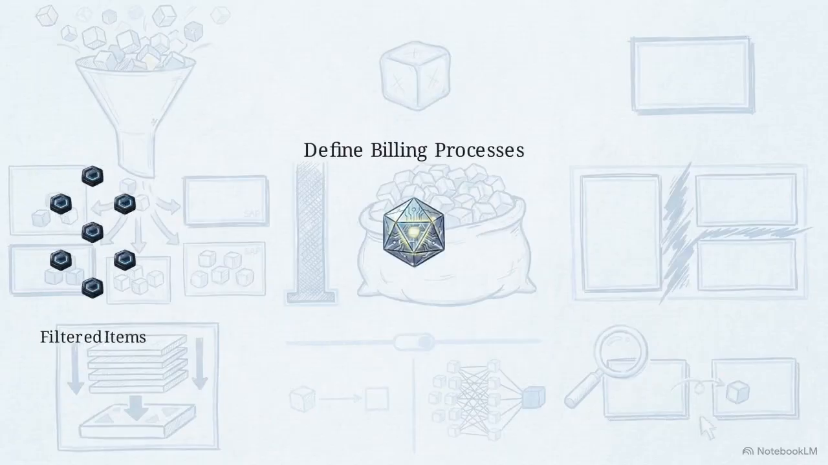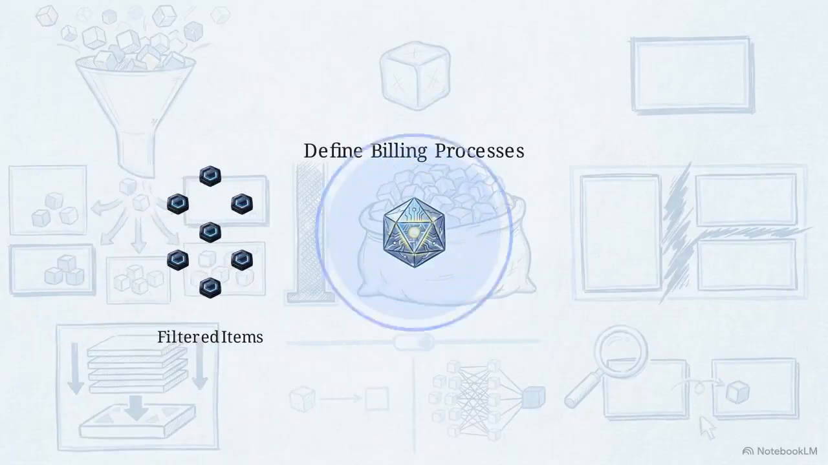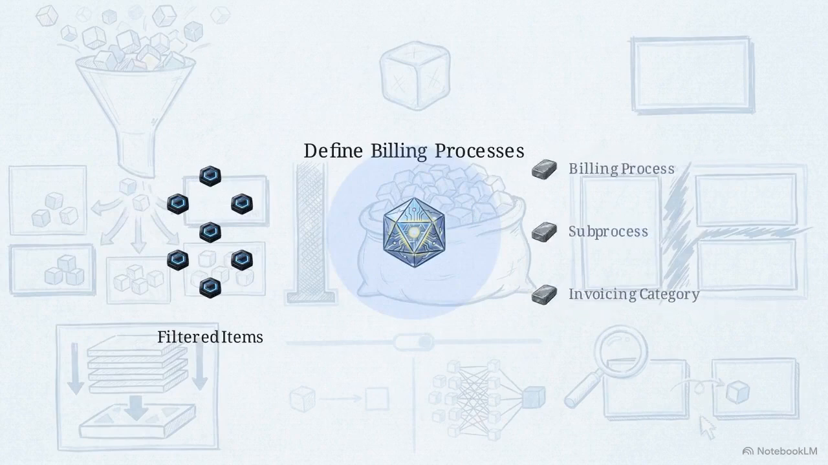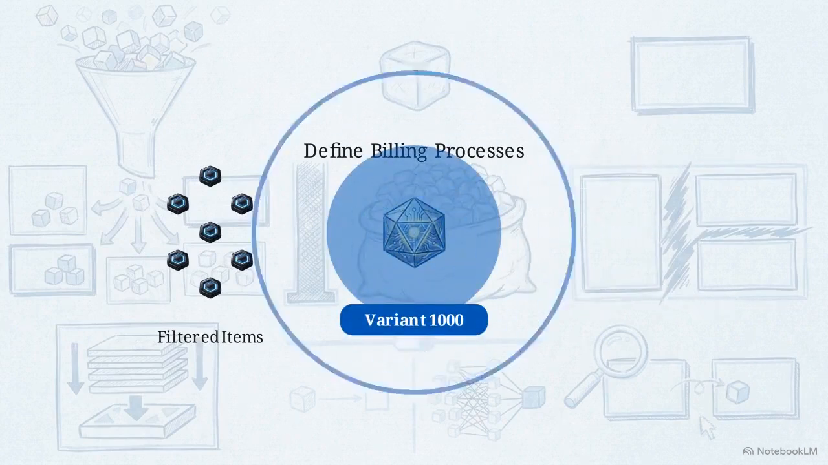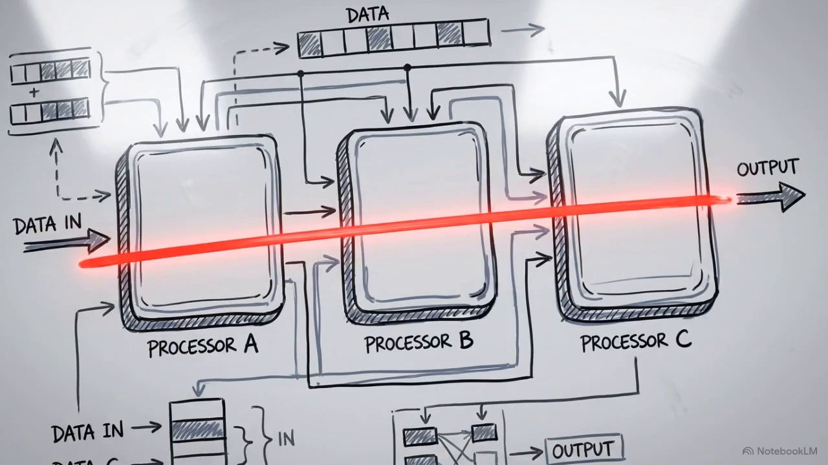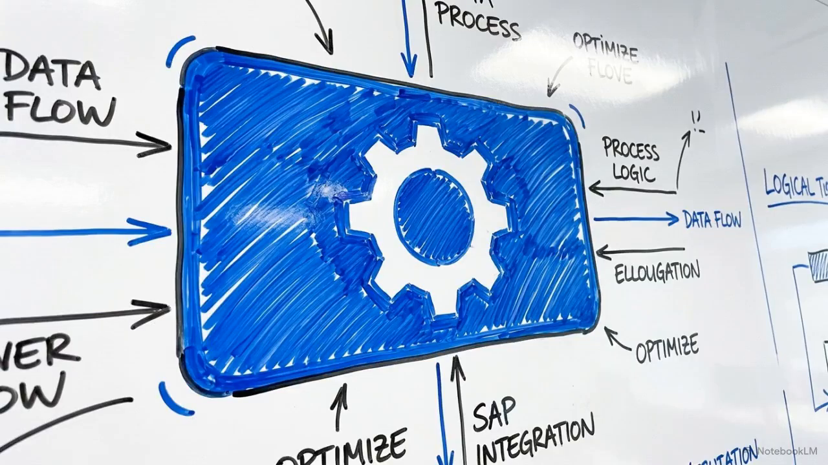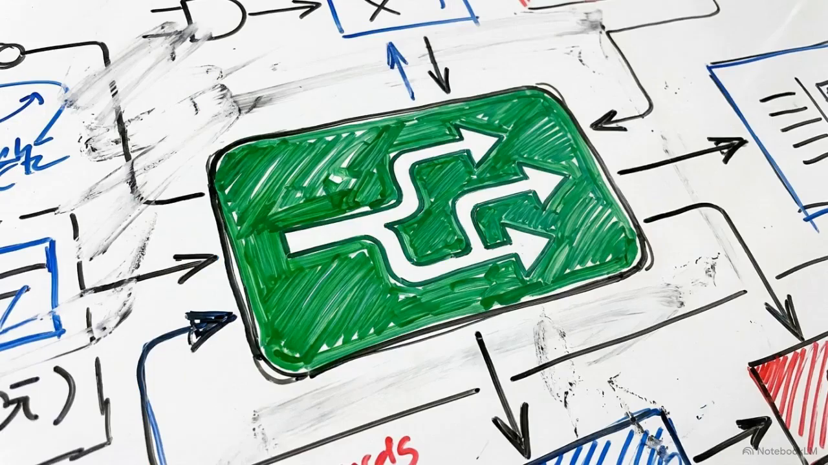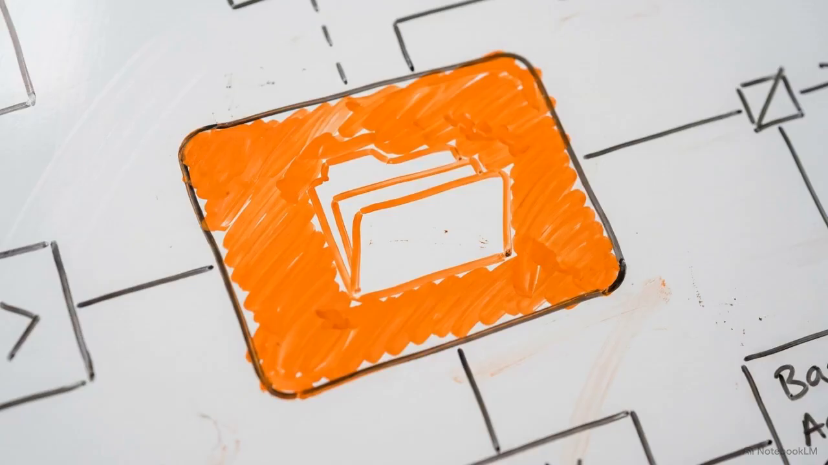During processing, but prior to creating the final invoice, the system dynamically determines exactly which grouping variant rule set to apply to the data. To select the correct variant, the system evaluates specific parameters: the active billing process, the designated subprocess, and the invoicing category.